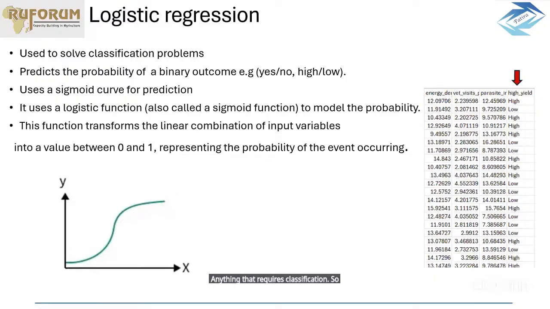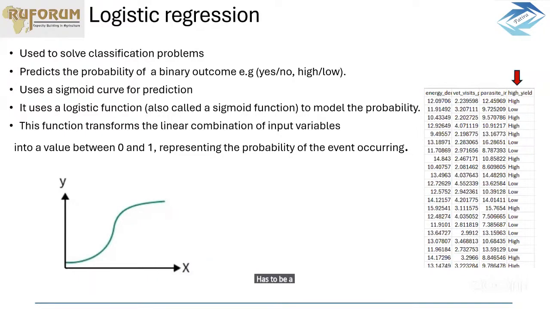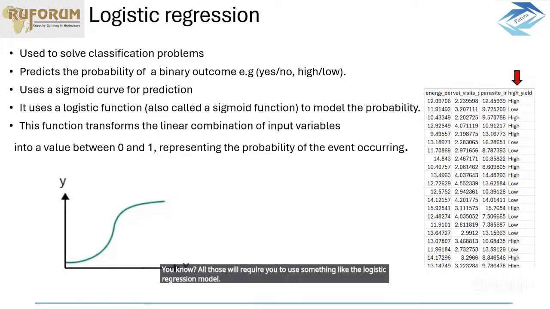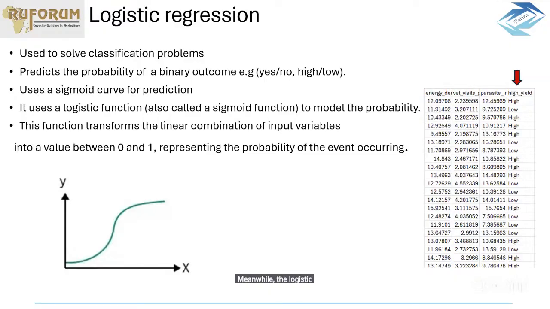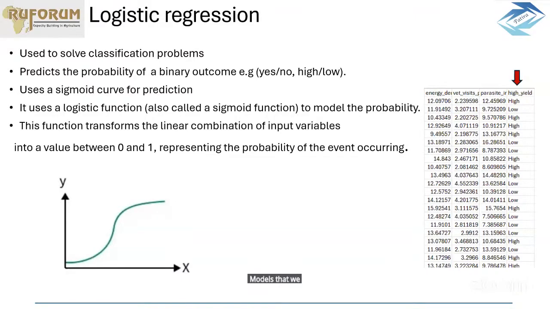So it predicts the probability of a binary outcome. So the outcome variable has to be a categorical variable. In our case, we have one that has two categories. So if you have variables that are captured as yes, no, died, alive, high, low, fraudulent, not fraudulent, you know, all those will require you to use something like the logistic regression model. Meanwhile, the logistic regression model is not the only model that classifies. We have other classification models that we are going to look at today as well.